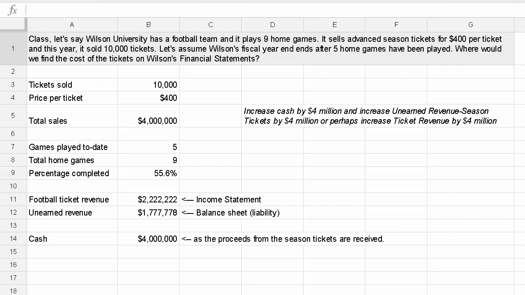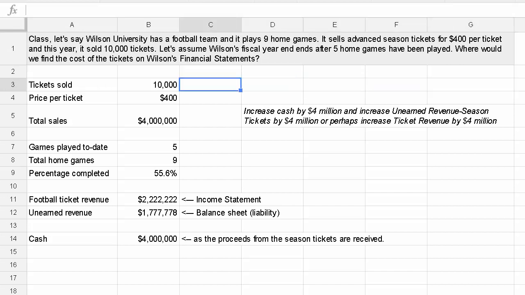Class, let's say Wilson University has a football team and it plays 9 home games. It sells advanced season tickets for $400 per ticket, and this year it sold 10,000 tickets. Let's assume Wilson's fiscal year ends after 5 home games have been played. Where would we find the cost of the tickets on Wilson's financial statements?